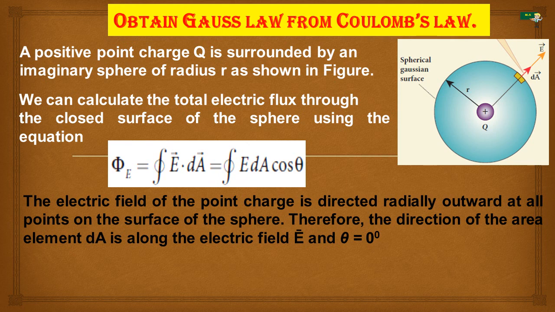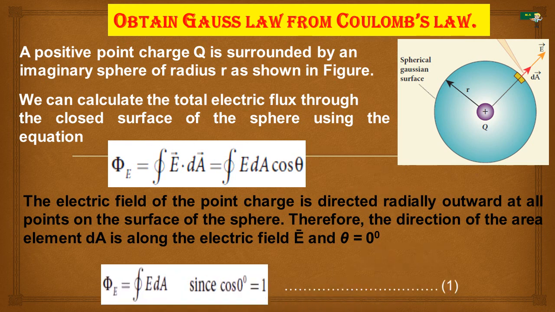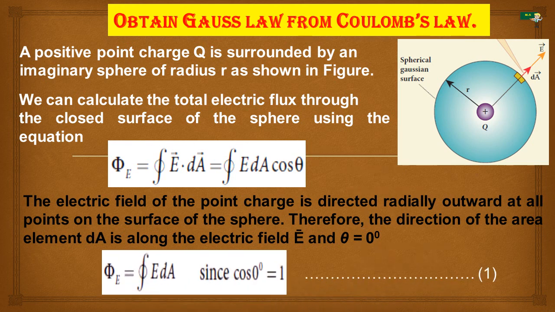Now the electric field of the point charge is directed radially outward at all points on the surface of the sphere. You can see here the electric field is radially outwards. Therefore, the direction of the area element dA is along the electric field E, and theta is equal to 0 degree. Therefore, phi E is equal to closed integral E dot dA, with cos 0 degree, which is 1. This is equation number 1.